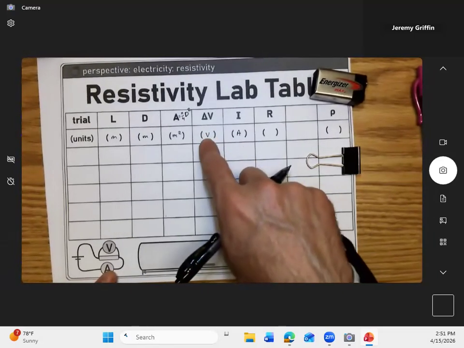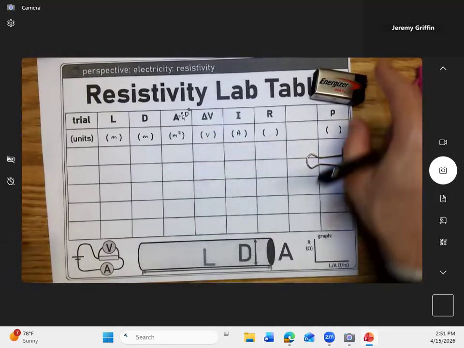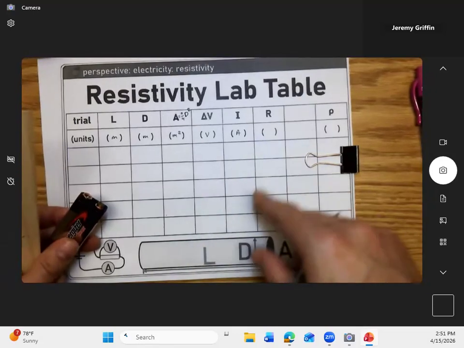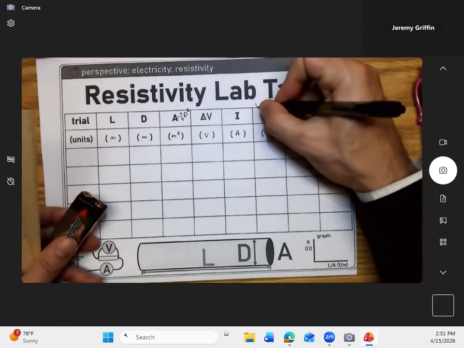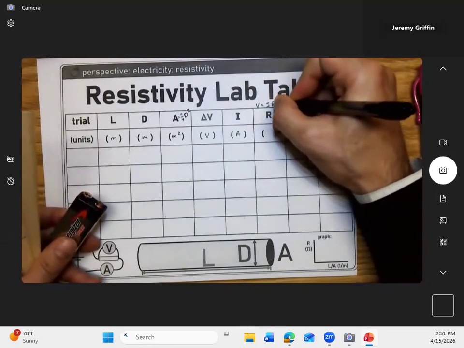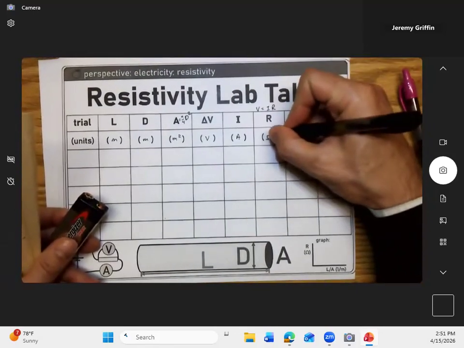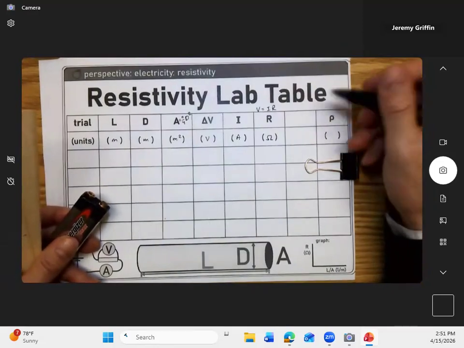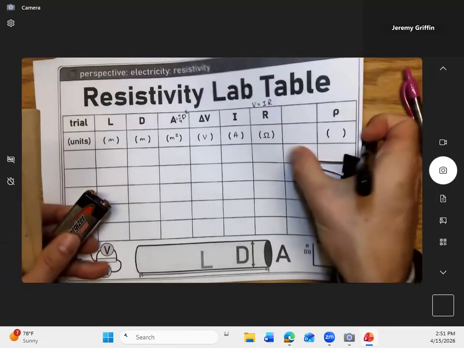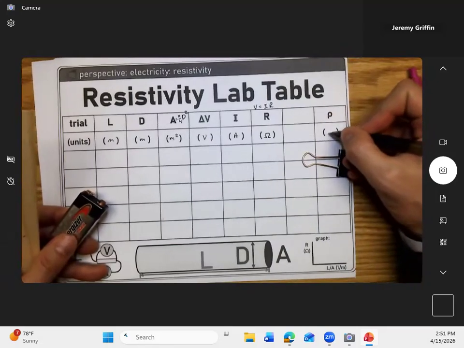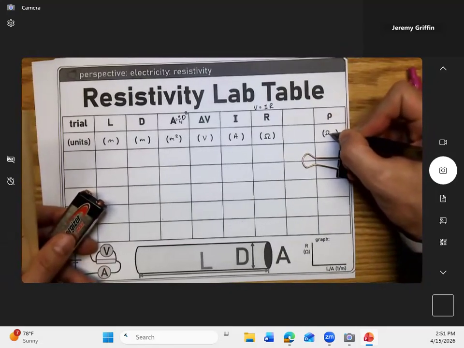Hey guys, if you know voltage, you have a 9-volt battery, and you know current, how do you get resistance? Whose law? Ohm's law. You guys remember V equals IR? Could you use that to solve for R? V over I. And that would be in ohms, wouldn't it? I got an extra column in case you want to do an extra calculation. And then resistivity, if you follow the units, is going to be in ohm meters.